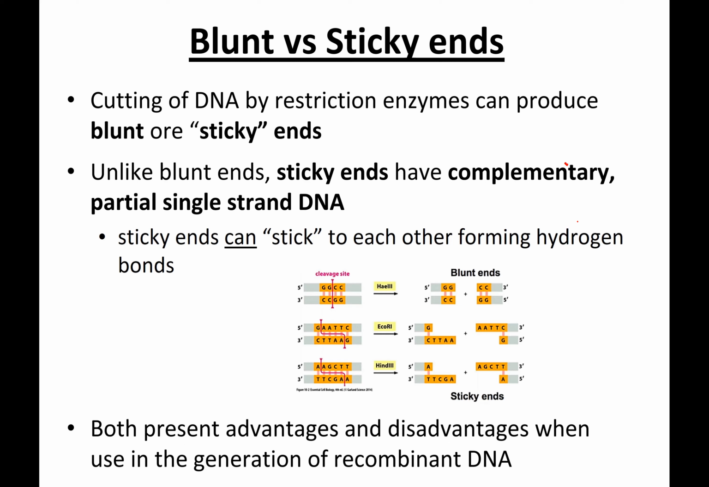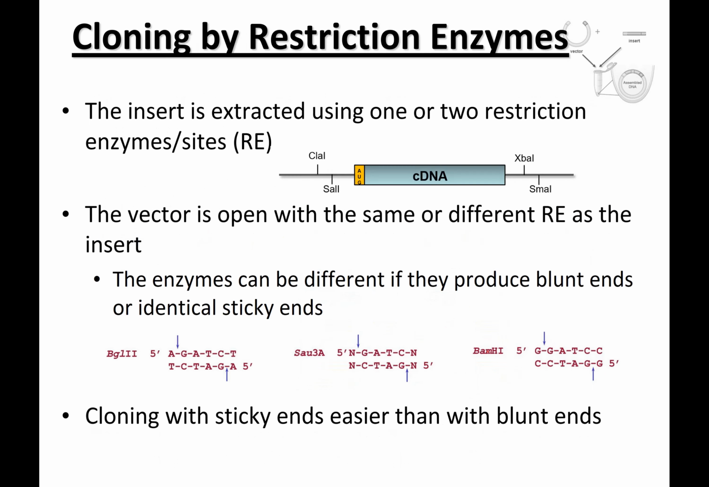If you remember, some of them do produce blunt ends, where there is no partial single-strand sequence, like in this case right here. Or some of them produce sticky ends, so partial single-strand sequences, which are still complementary to each other, right? Or can be complementary to other structures. Now, both types of enzymes have advantages and disadvantages when it comes to cloning an insert.